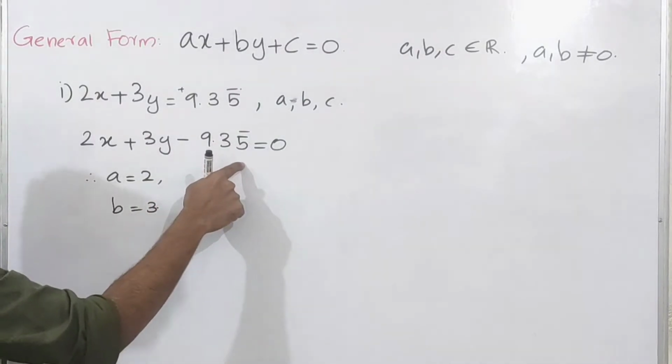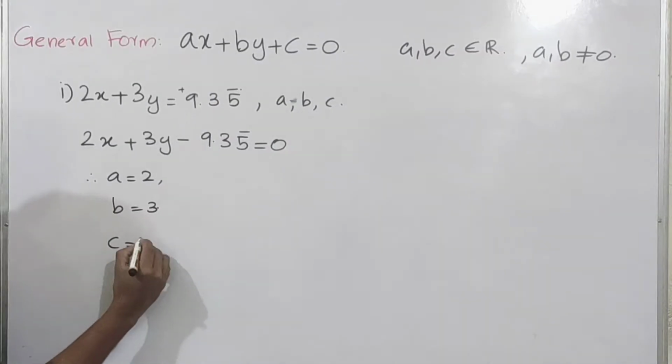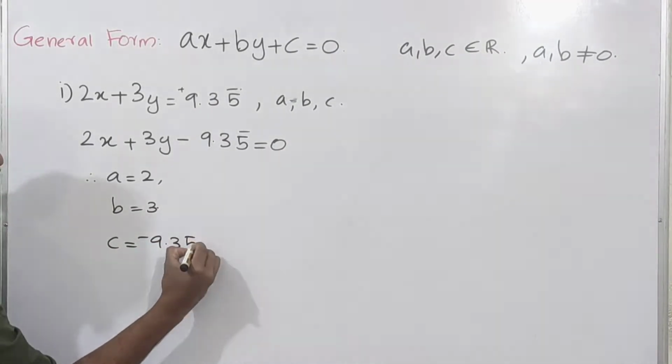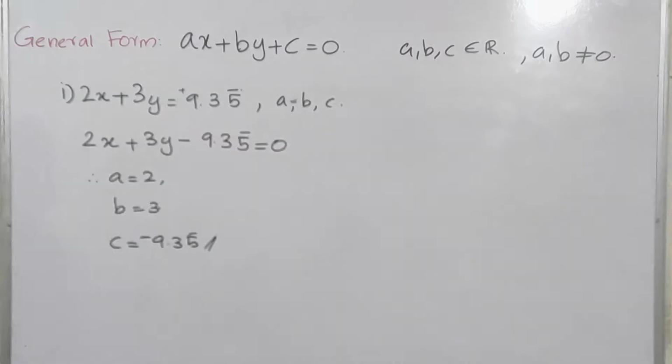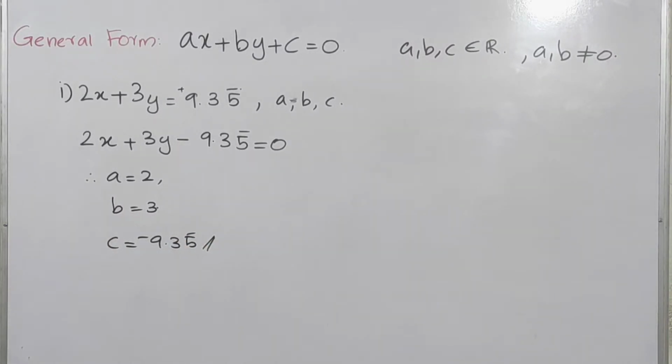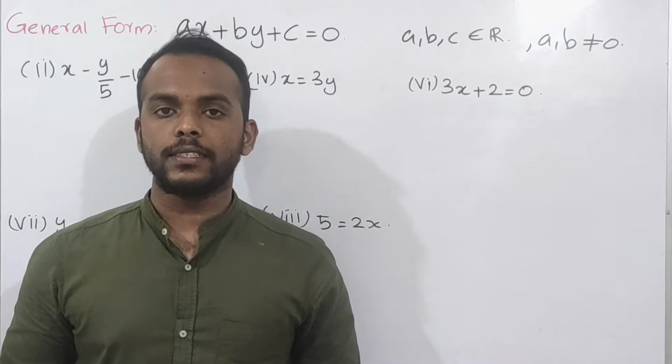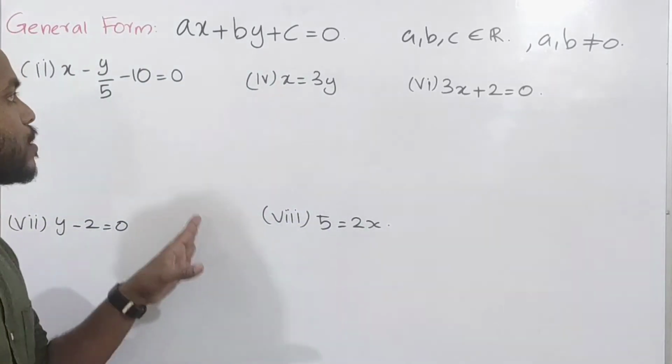Here it is negative 9.35, so we take the negative part, negative 9.35 bar. So this is how the answer comes. Now let's try to answer the remaining questions of the second part.